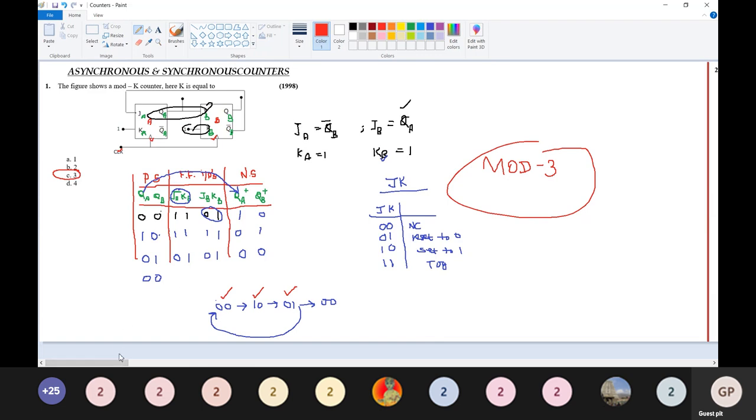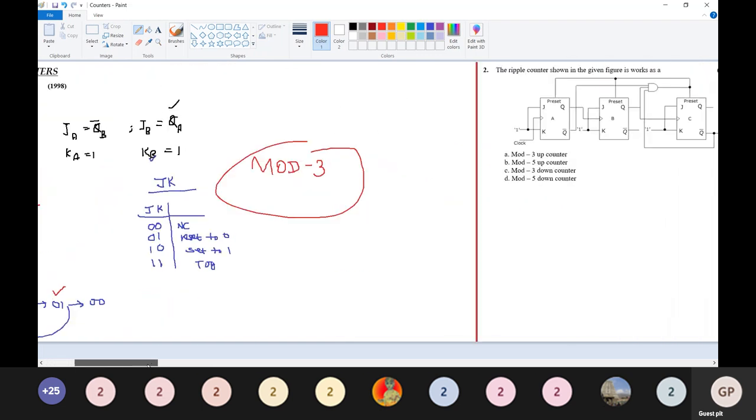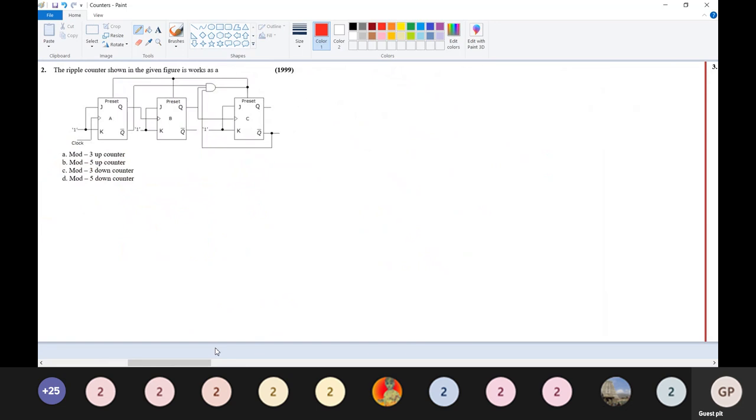Now, moving to the next question. The ripple counter shown in the given figure works as what? So now you have to know what the ripple counter function is. This is also a modulus problem, but here the given circuit is a ripple or asynchronous counter. Here you can see the clock is applied only for the first flip-flop, and for the second flip-flop, the clock is coming from the previous flip-flop. So this is called a ripple counter or an asynchronous counter.